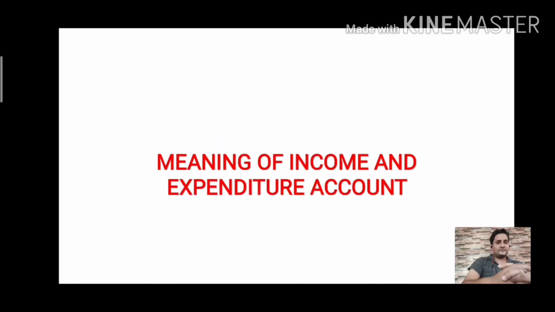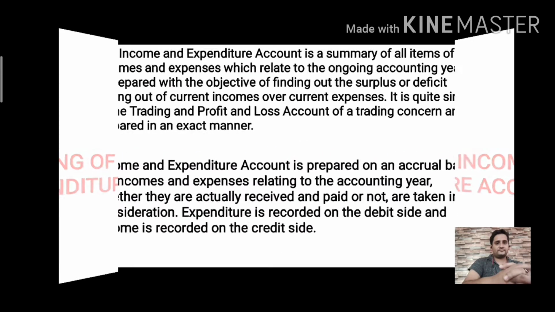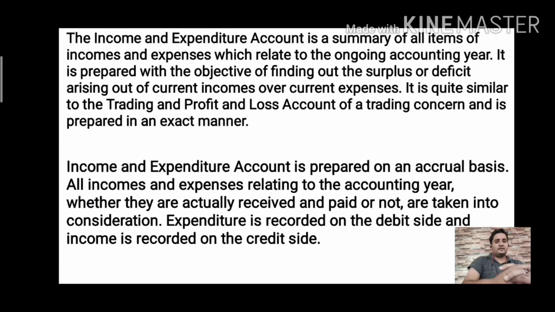First of all, we have to understand the meaning of income and expenditure account. The income and expenditure account is a summary of all items of incomes and expenses which relate to the ongoing accounting year. It is prepared with the objective of finding out the surplus or deficit arising out of the current incomes over current expenses. It is quite similar to the trading and profit and loss account of a trading concern and is prepared in an exact manner.